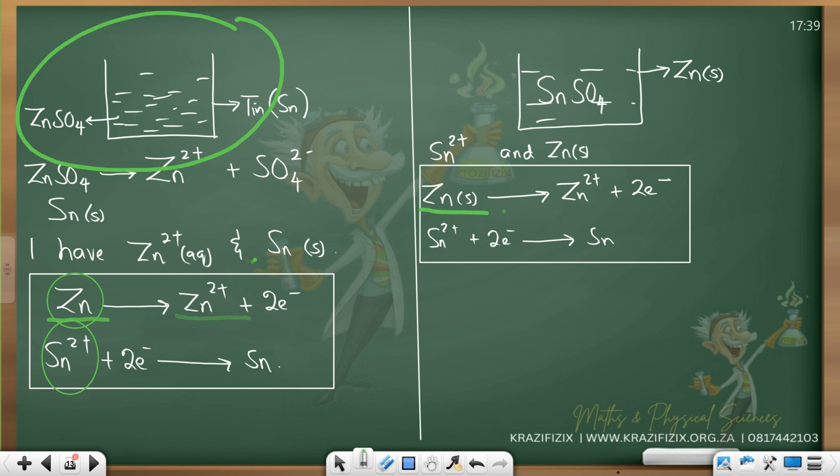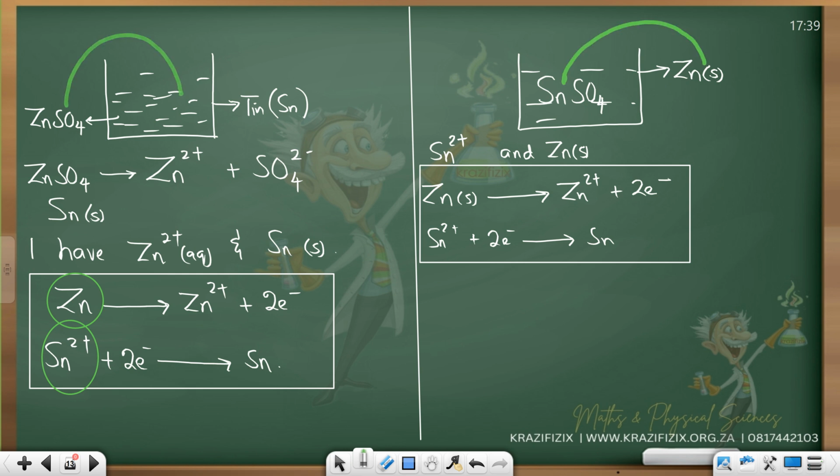Here, zinc is oxidized to zinc 2 plus. Do I have zinc solid? Yes. This reaction is spontaneous. In the lab, if you are a lab attendant, which one would you do? I would rather store zinc in tin than store tin in zinc.